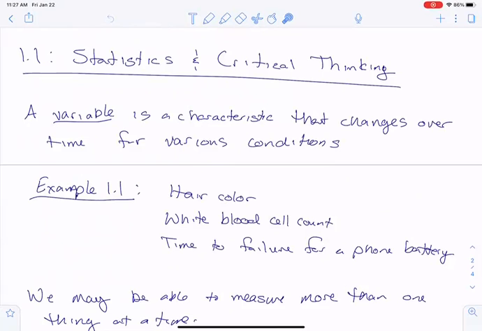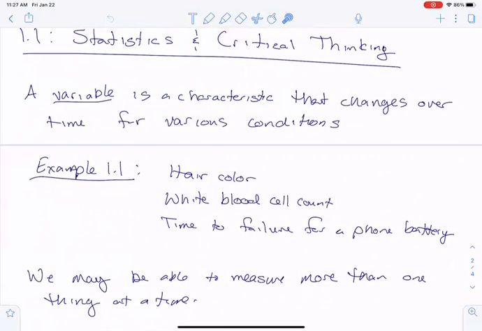So an example would be like hair color. As we look at different people, their hair color might be different. That's a variable. White blood cell count in a human being. As we check from patient to patient in the hospital, their white blood cell count might be different. Or time for failure of a new phone battery, right? From device manufacturer to device manufacturer, those time to failures, whether it be 1,000 charges, 2,000 charges, there's going to be a time to failure that's going to be different.